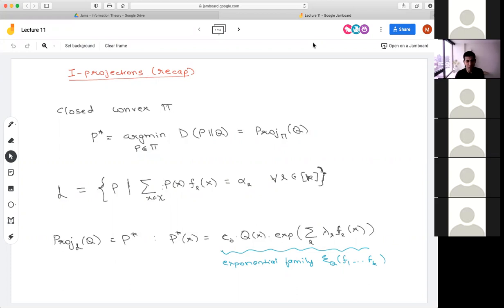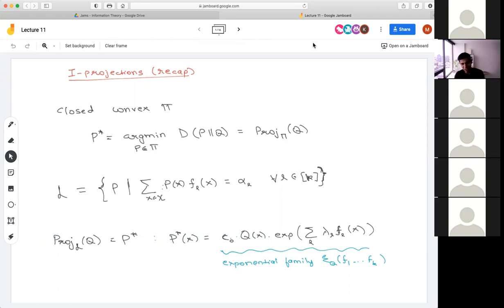So we talked a little bit about the properties of this quantity, or the properties of this minimizer in particular. And an important case which we discussed was when the set of distributions is defined by expectations of a list of functions, f1 to fk, and these are called linear families.